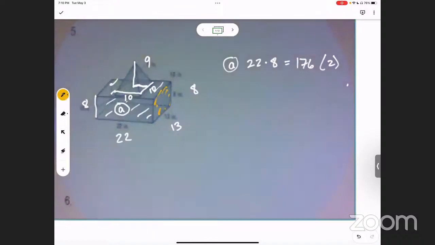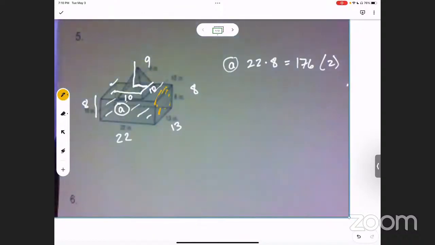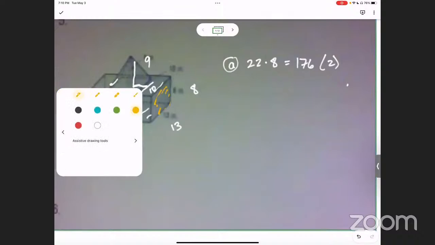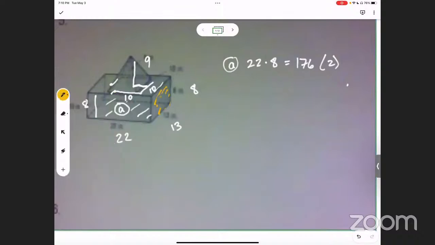Good. So I'm going to call that B. And how many of those are there? 2. Good. So there's B, and there's 2 of those. So it's 13 times 8. What do you say that number is? 13 times 8 is 104. Okay. And there's 2 of those. So that covers those. Now, what other side do I need?